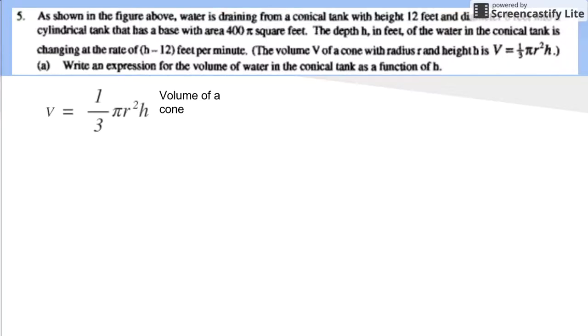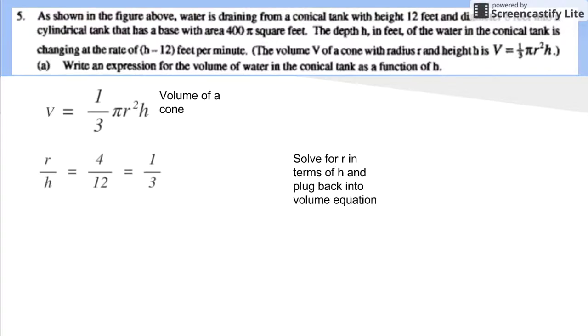Now moving into part A of the problem, it's asking us to write an expression for the volume of water in the conical tank as a function of h. So first we're going to write down what we know, which is the volume of a cone equation, V equals 1/3 pi r squared h. Next we're able to relate the radius and the height of the cone in order to write that expression in terms of h. So we're able to solve for r in terms of h, and then ultimately plug this back into the volume equation. Simplifying r over h equals 4 over 12, we know that r equals 1/3 h, which can then be plugged back into our volume equation.